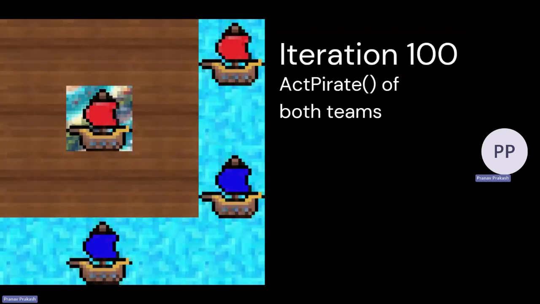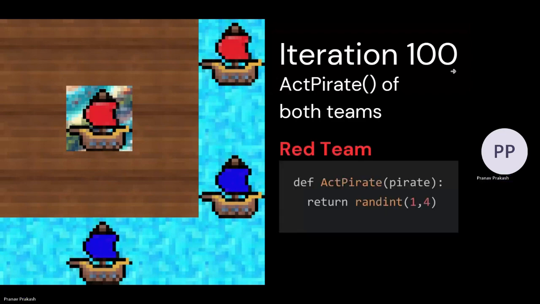Now that both teams have run their act team function, it's time for each pirate to run their team's act pirate function. The red team has a very simple act pirate function. Each pirate randomly chooses a direction to move in.